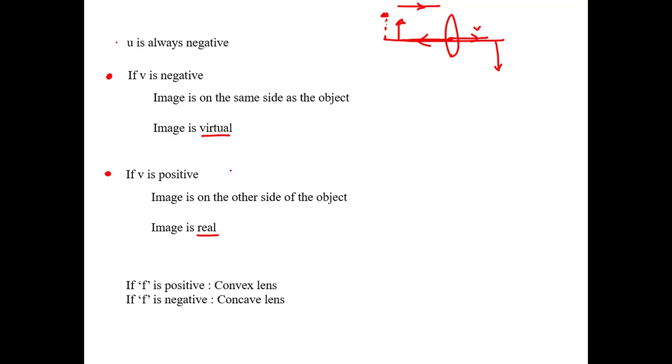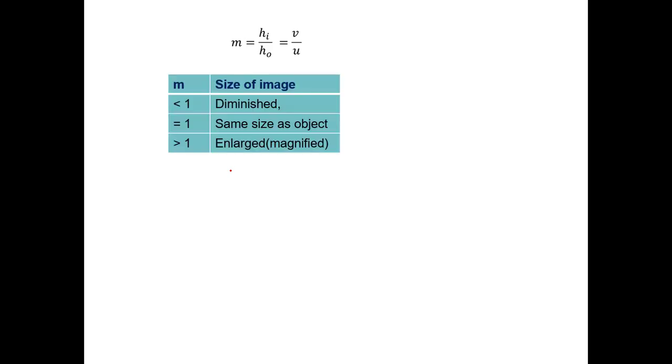Let's look at magnification. We know that magnification is hi over ho, that is equal to v over u. Let us look at the magnitude of m. If m is less than 1, then it's a diminished image. If it is equal to 1, then it is the same size as object, and if it is greater than 1, enlarged image. So this is based on the magnitude of m.